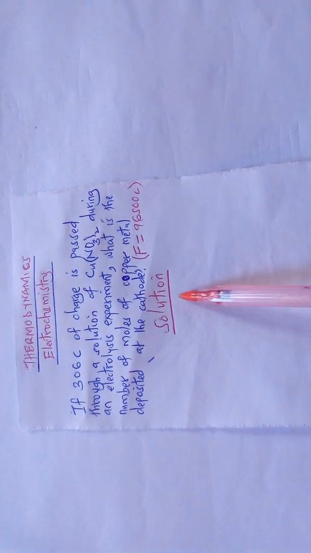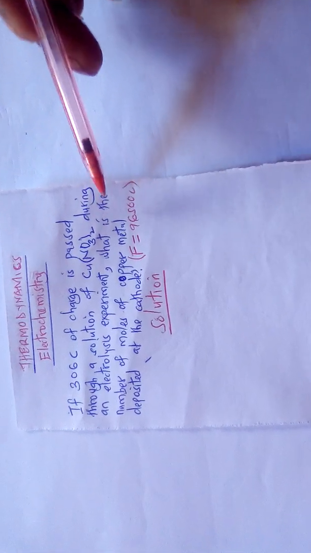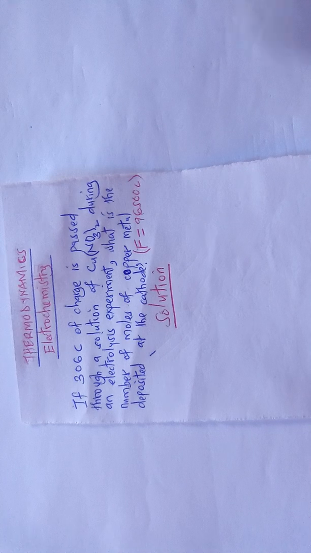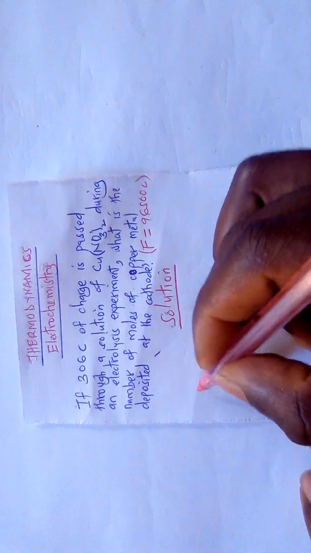You need to begin by writing the solution, because that's what we want to get. What is the solution to the provided equation? The question wants you to get the number of moles of copper metal, so you need to know the appropriate formula for calculating the number of moles of copper metal deposited at the cathode. Today I want to give you the simplest approach to get the number of moles of copper metal.